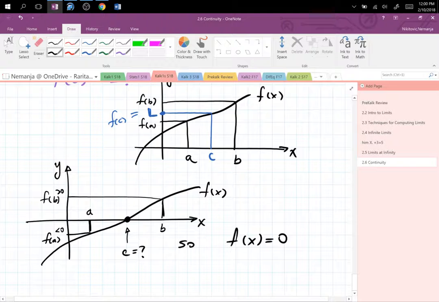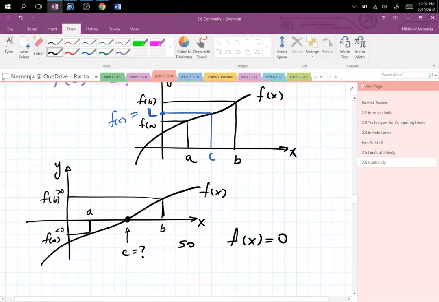And then you can keep picking numbers in between, making this interval smaller and smaller. As long as one of them is negative and one of them is positive, you are guaranteed to have a solution for the equation between those two values. Clearly, if I pick a and b on the same side, they're both positive, and a solution is no longer in between. See that? Visually.